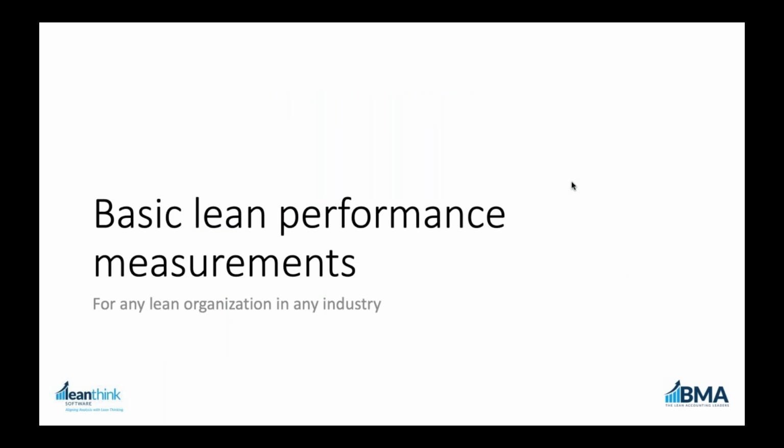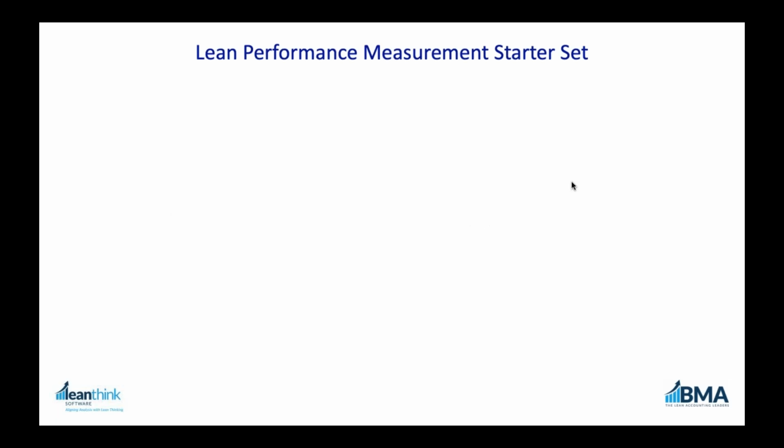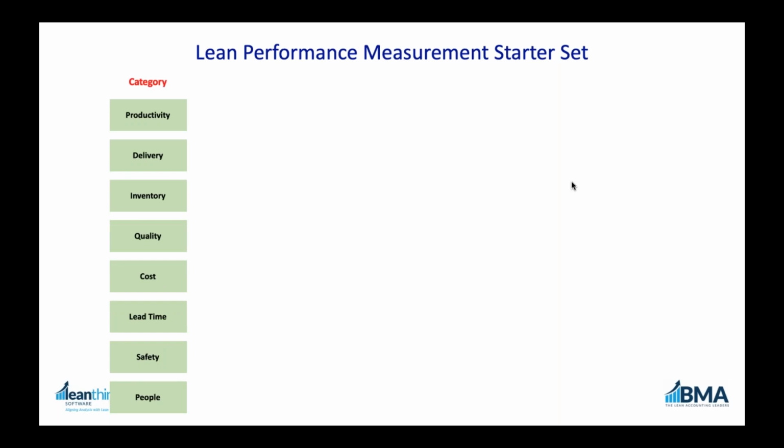So now let's talk about some basic lean performance measurements. And before we get started on this section, I want to stress that these are measurements which are applicable for any lean organization in any industry, and they're also applicable within any lean organization, not just in operations, but in all of your administrative type processes. So we call this a starter set. And we talked about the categories of measurements. And here are those categories I discussed a few minutes ago.